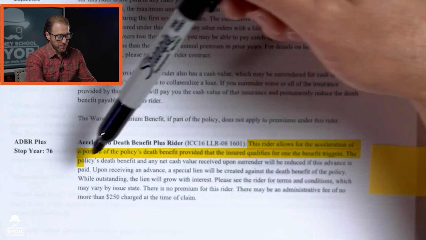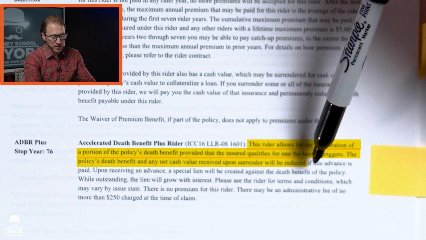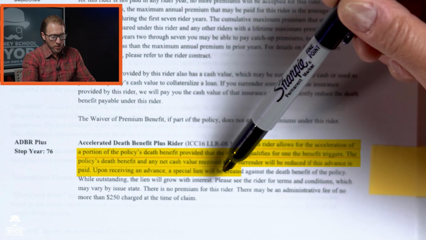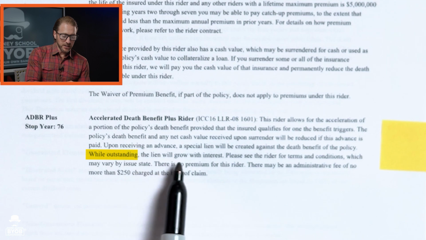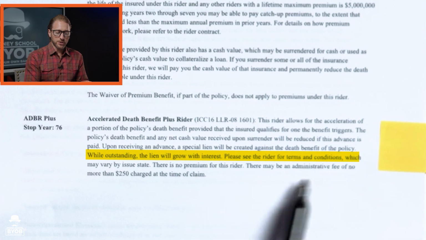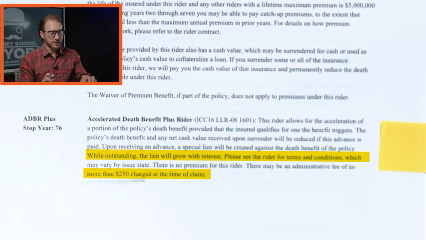Well, right here. The policy's death benefit and any net cash value received upon surrender will be reduced if this advance is paid. Upon receiving an advance, a special lien will be created against the death benefit of the policy. In other words, whatever they advance you in this accelerated death benefit rider would basically create a lien against the full death benefit. So if you died, they'd pay out the net. Does that make sense? While outstanding, the lien will grow with interest. That's another thing to factor. They're going to charge interest on that lien. And they're also saying there could be an administration fee no more than $250 charged if you elected that accelerated death benefit.